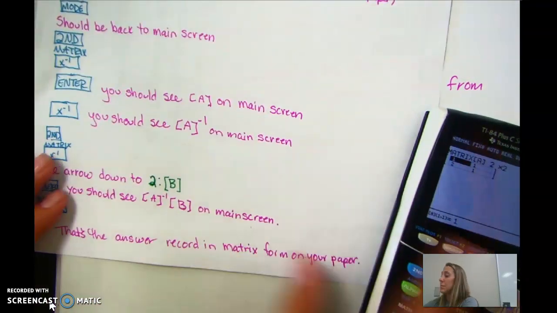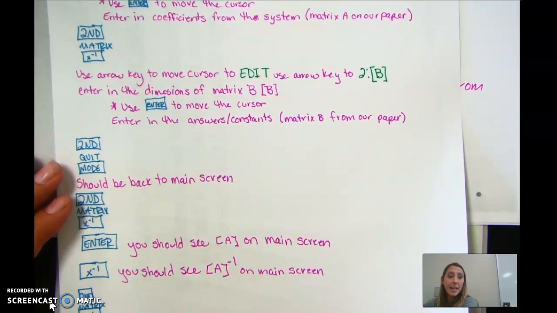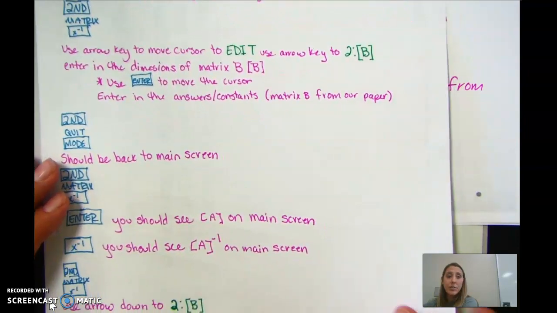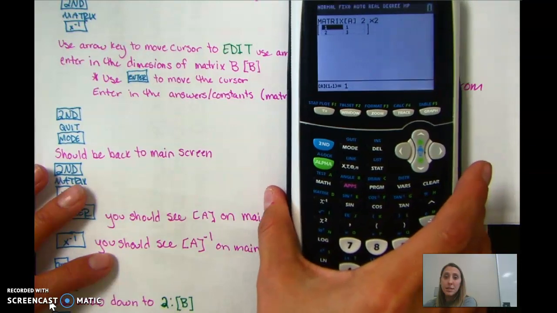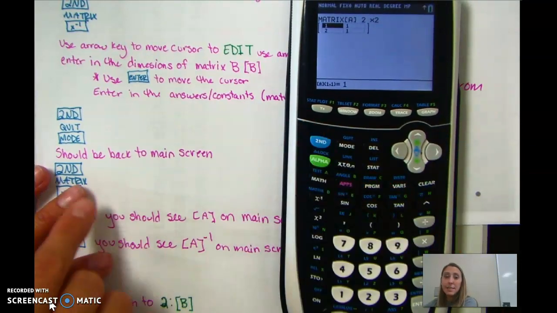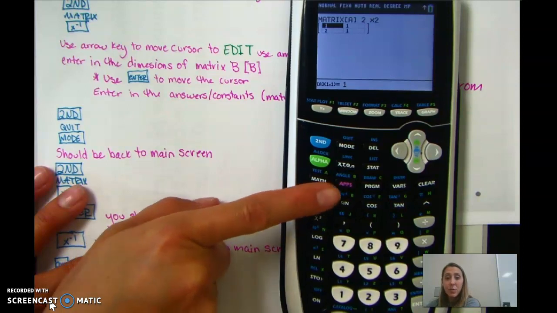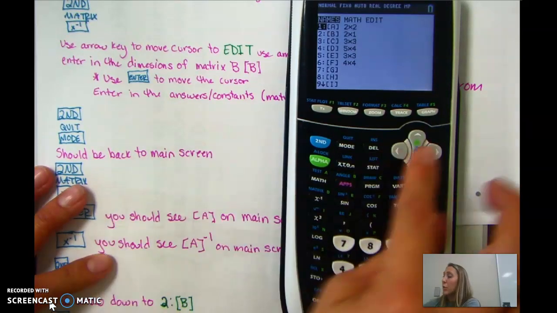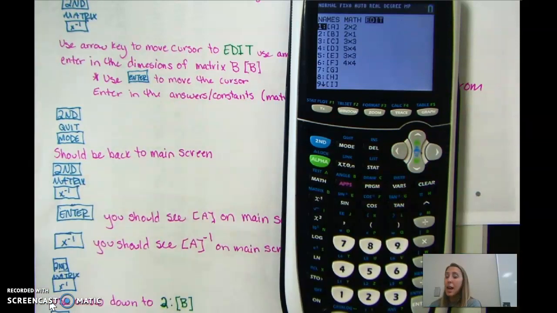All right. So now we've entered matrix A, so now we've entered the coefficients. We're going to hit second, that matrix key again, which is the x to the -1. We're going to arrow over to edit. And then we're going to arrow down because now we're going to enter in our matrix B.